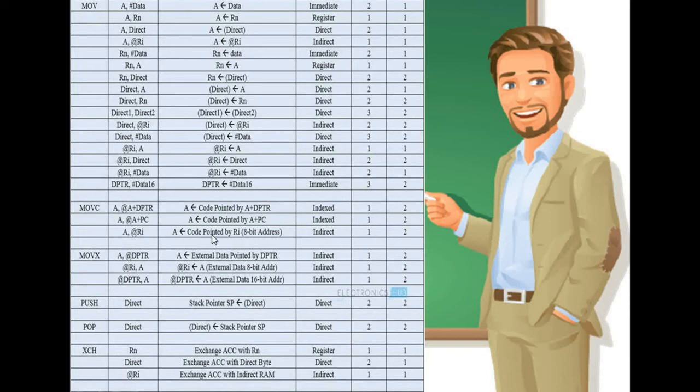Here the code pointed by Ri, here it's an 8-bit address. Here these are 16-bit address locations, and this value is given to the accumulator.